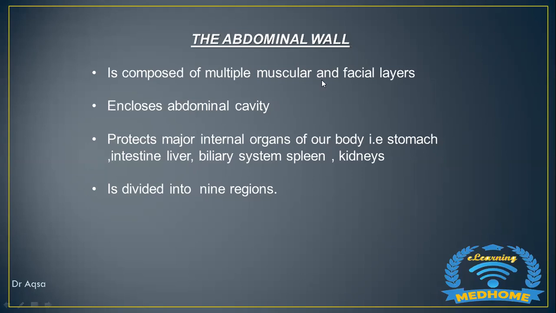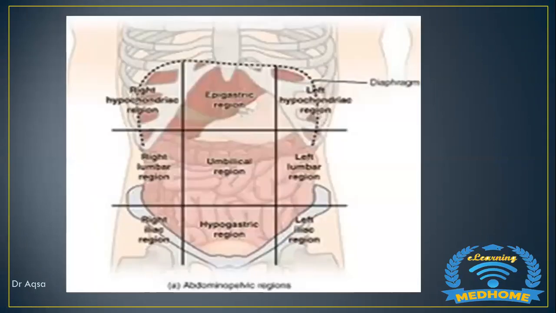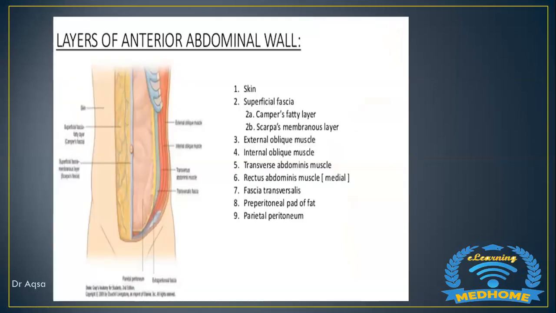Ma'am, we have studied the 9 regions of the abdominal cavity, and we have studied the layers of the abdominal wall, that is superficial fascia and deep fascia. Superficial fascia is also known as fascia of Camper, and deep fascia is Scarpa's fascia, which also continues with the deep fascia of the thigh, and it also continues with the deep fascia of the perineum. In the perineum, it is termed Colles fascia.